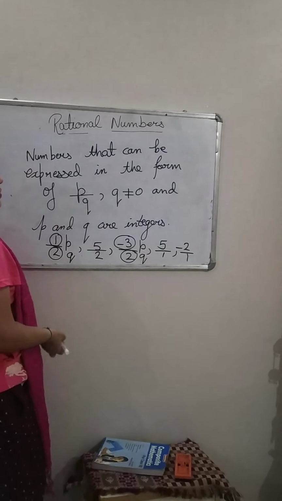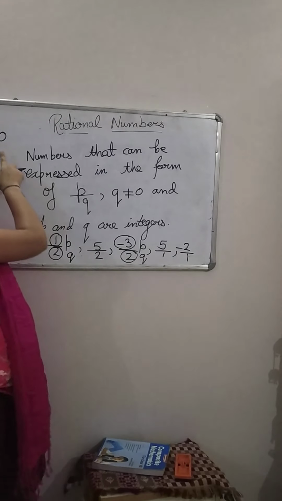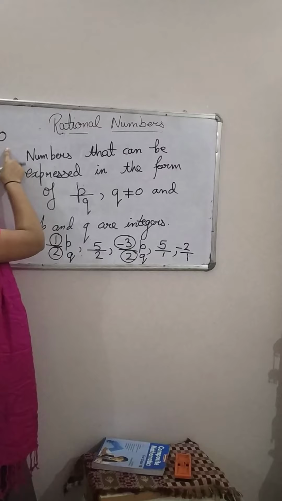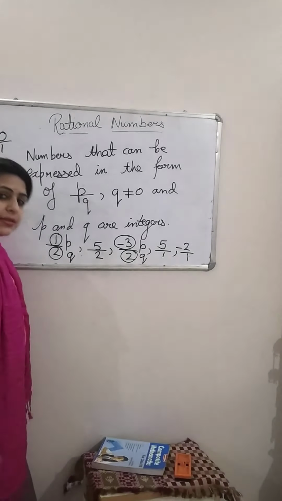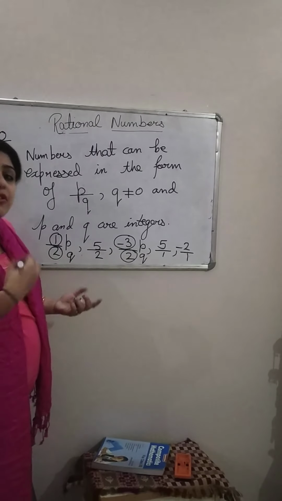Alright, now coming to 0. Is 0 a rational number? Will 0 be a rational number? Yes, it will also be a rational number. Why? Because I can write 0 as 0 upon 1. Okay, so these kinds of numbers are rational numbers.